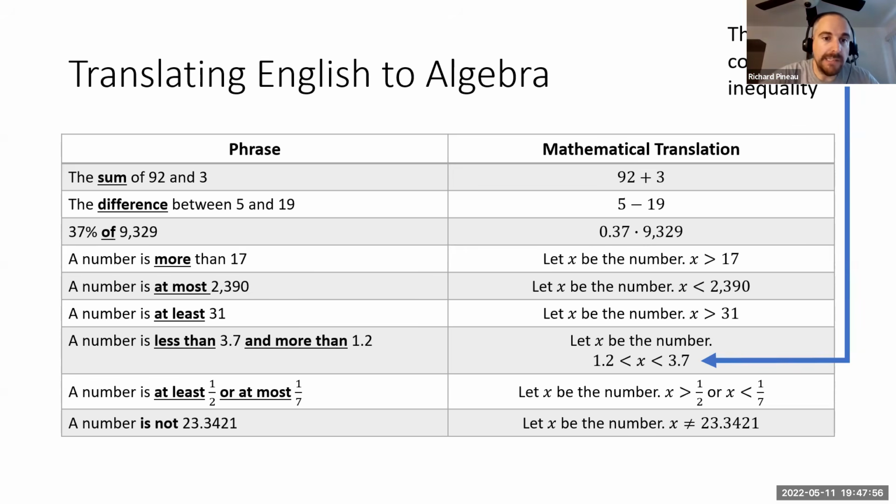And then finally, a number is not 23.3421. Well, that's pretty simple. X is not equal to this particular value.